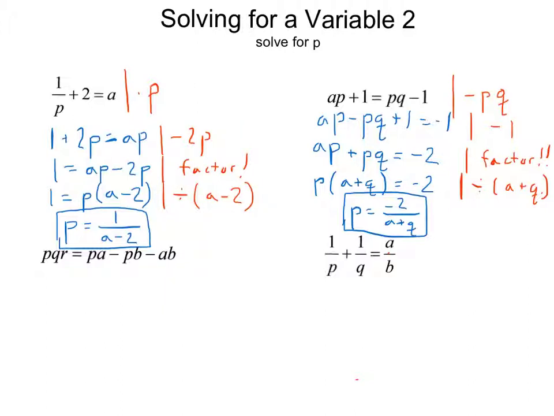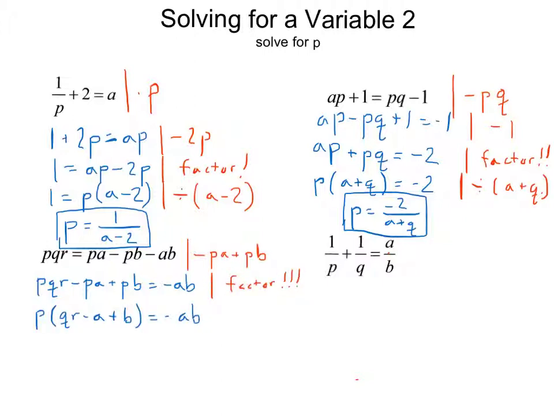Okay, down here. Plenty of terms with p in them, so let's get all of them on one side. Let's move to the left. Now we got every term with p on the left-hand side, and the trick, the magic trick to get p by itself, once again, is to factor. From here, I can divide by this whole thing that I'm multiplying p by, so let's do that.